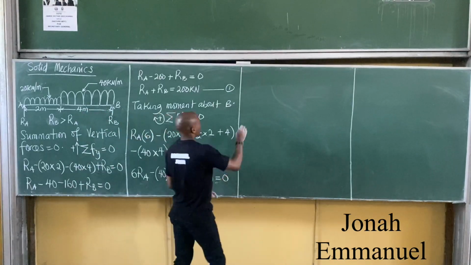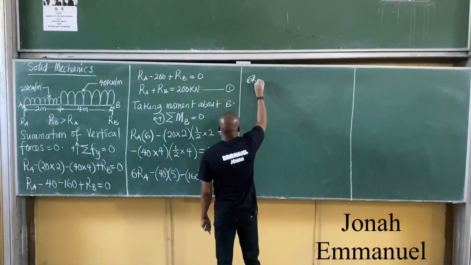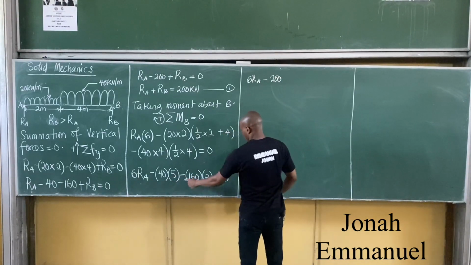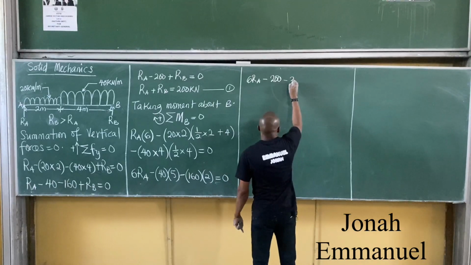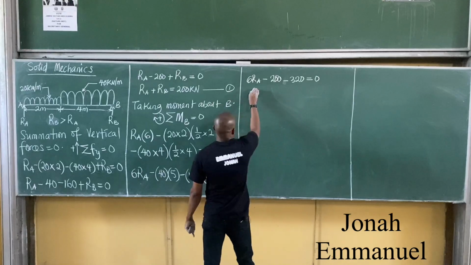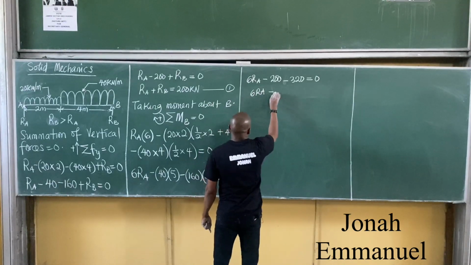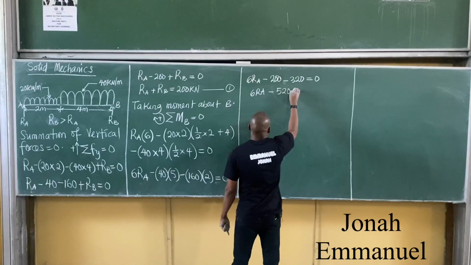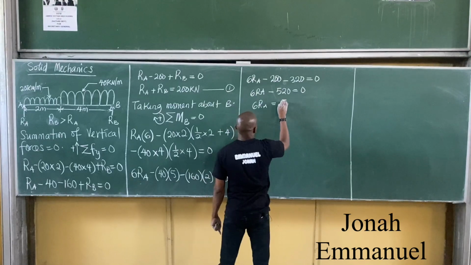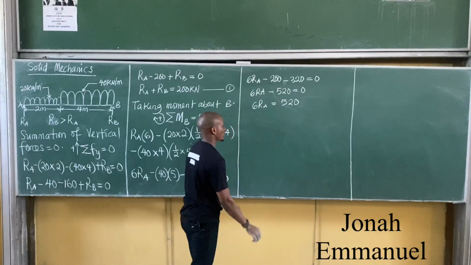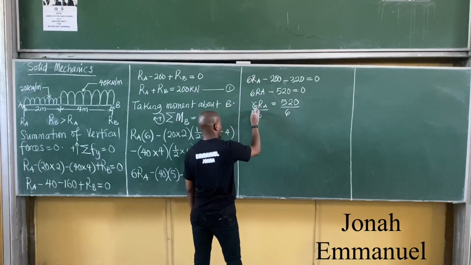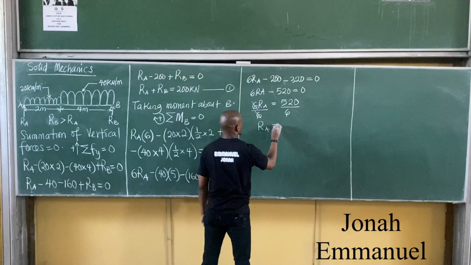So I'm having 6 RA minus this 200, minus this 320, equal to 0. 6 RA minus 520 equal to 0. 6 RA is equal to 520. How do you get RA? Divided by 6. This cancels this. So RA is equal to what value?